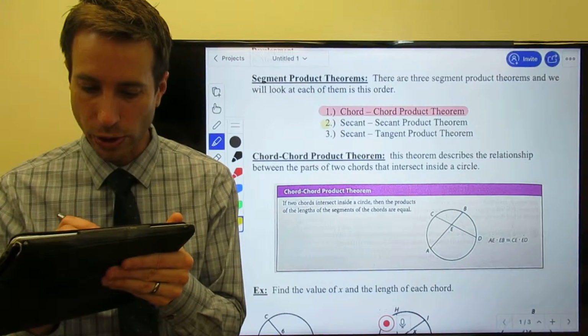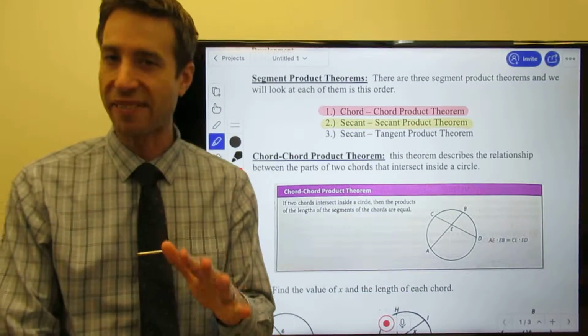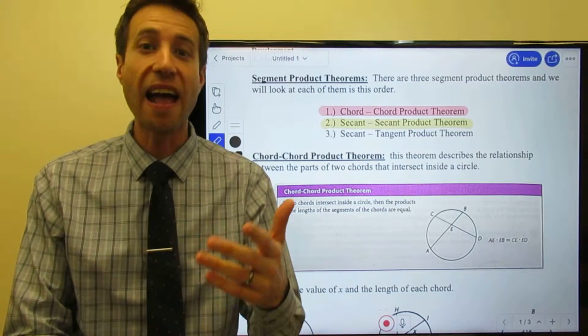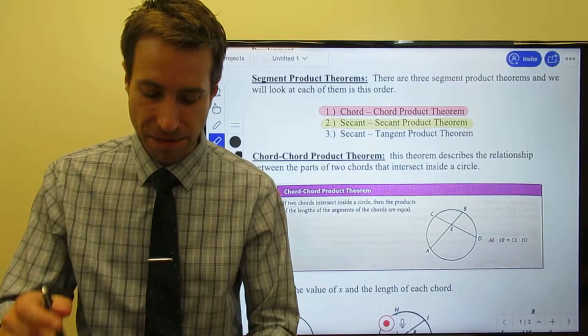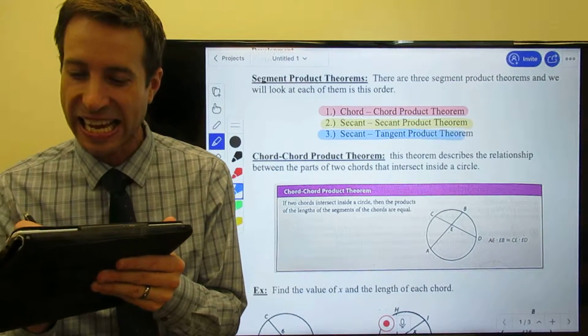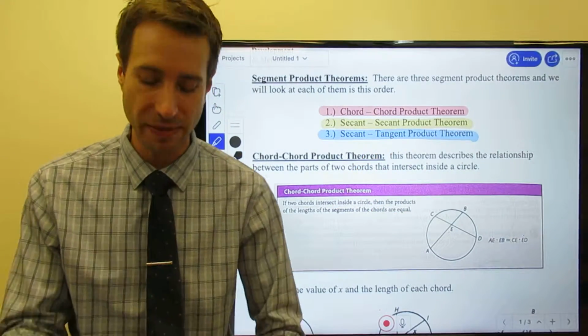Then we're going to look at the secant product theorem. Secant is new. We haven't talked about secant yet, so I'll talk about what a secant line is, and then we'll take a look at its product theorem. And then finally, we're going to take a look at what is known as the secant tangent product theorem. Again, we've already talked about tangent lines in the previous section.